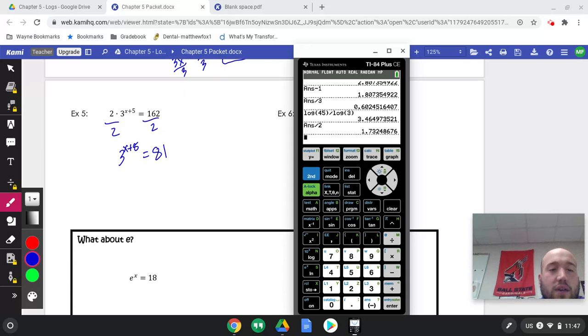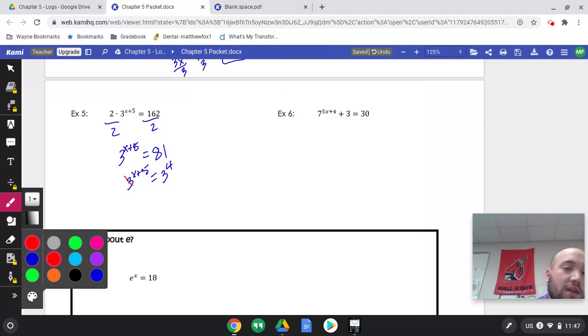Now, think about it. 1, 2, 3, 4. If you get to 5 seconds and you haven't thought of it, just move on, use the calculator method. But in my case, I know that 81 is the same as 3 to the fourth. Okay, so I set that up, cross those out, and now I'm left with x plus 5 equals 4. One more move, minus 5, minus 5. We get x equals negative 1, and that is my final answer.